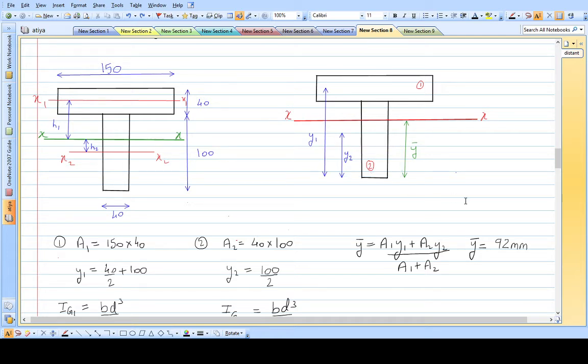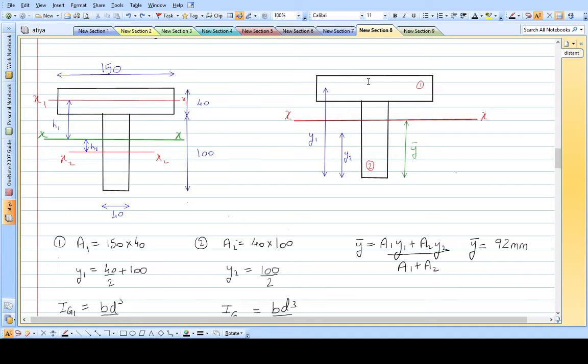Okay, so hence y bar will be calculated as a1 y1 plus a2 y2 upon a1 plus a2 will be y bar. Okay, so I hope there is no problem in finding out the y bar because it is the part of centroid. Further, we have to find moment of inertia of the individual part about its centroidal axis.